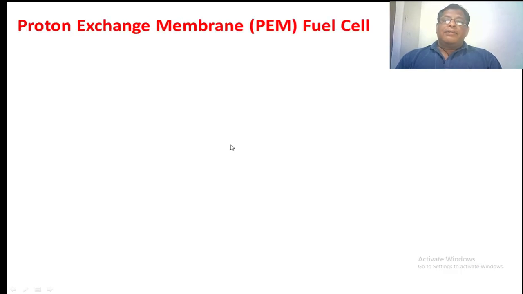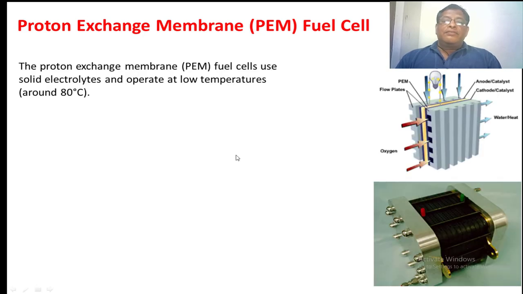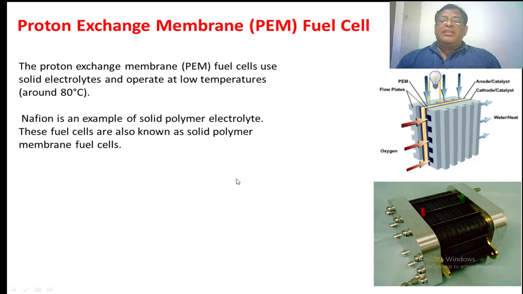Proton exchange membrane fuel cell, this is simply called PEM. Proton exchange membrane fuel cell uses a solid electrolyte. It also operates at a low temperature of 80 degrees. Nafion is an example of a solid polymer electrolyte. So whenever you are using the electrolyte as a solid, there is no matter of corrosion for the positive as well as the negative electrode.